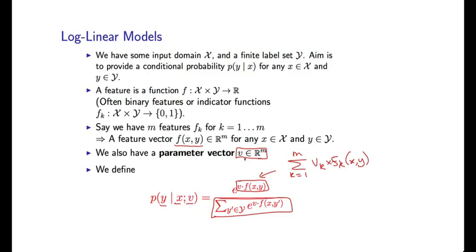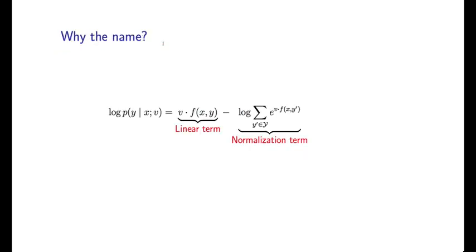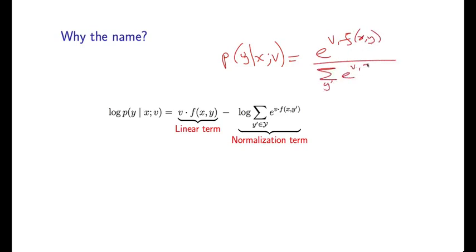Before I talk about parameter estimation, I want to talk about one other thing, which is where log linear models get their name from. Why are these things called log linear models? So the reason for that is the following. Why the name? If you recall, we had p of y given x under v is equal to e to the v dot f of x, y over the sum over y primed of e to the v dot f of x, y primed.